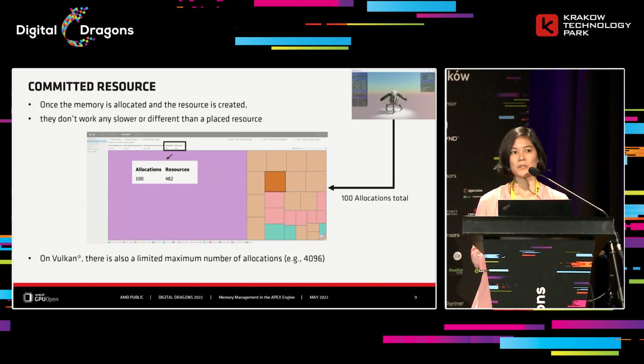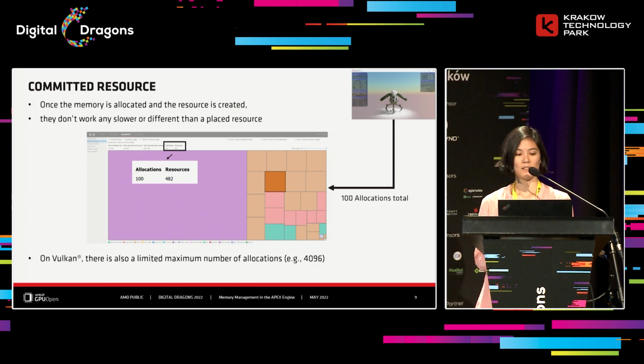But once the memory is allocated and you have your committed resource, they don't work any differently than placed resources, and they're not any slower. So once the creation is done, it's perfectly fine. However, there's one thing to note. On Vulkan, there's a maximum number of allocations, for example, 4,096. And this is not so much, actually.